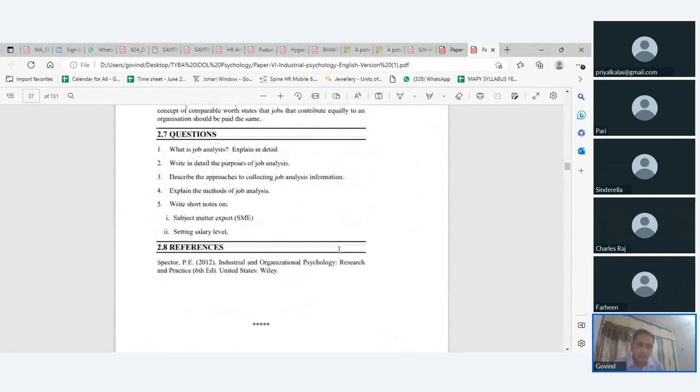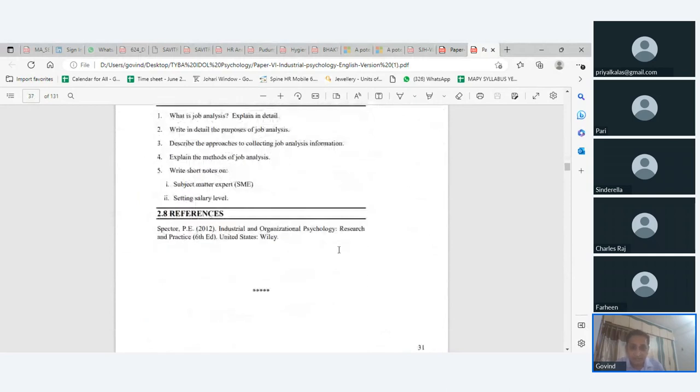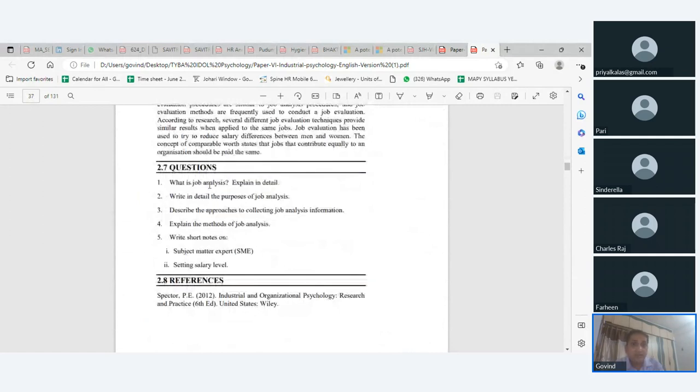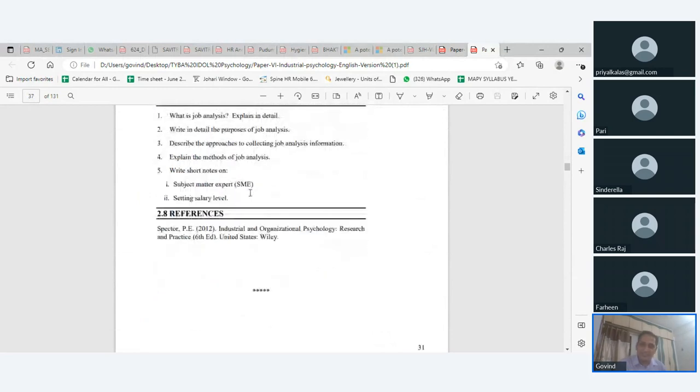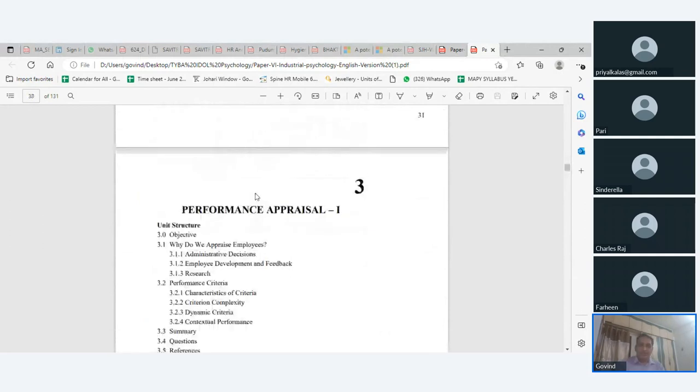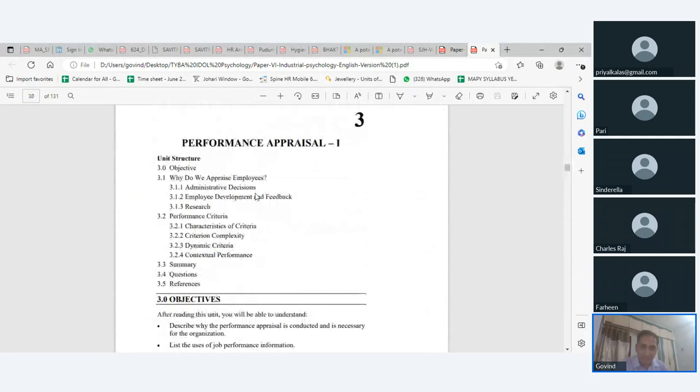From an exam perspective, what I feel is that the question may come: what is job analysis, explain in detail, and write in detail the purpose of job analysis. Both of these may be combined and asked as a 20-mark question. There's a sure shot, one question is coming about job analysis, so study this well. I don't think subject matter expert, setting salary level, etc. will come. Now we are coming to the next topic, performance appraisal.